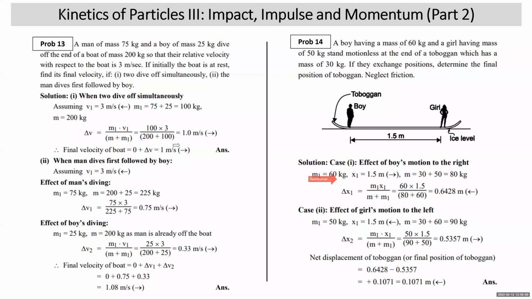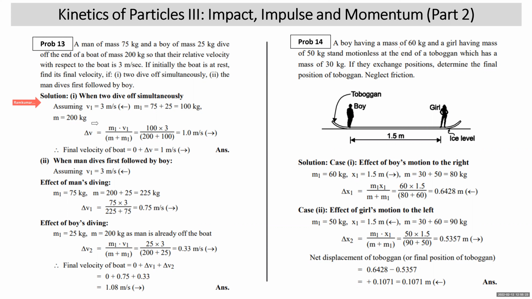Let's say sum 13. A man of mass 75 kg and a boy of mass 25 kg dive off the end of a boat of mass 200 kg so that their relative velocity with respect to the boat is 3 meters per second. If initially the boat is at rest, find the final velocity if the two dive off simultaneously. Second, if the man dives first, followed by the boy.